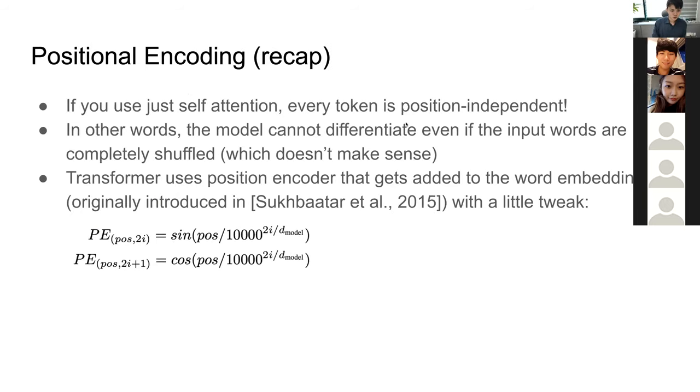And we talked about positional encoding, which allows us to differentiate different words at different positions, the same word in different positions. And if we don't have this, then there is no way we can differentiate a sentence that has been completely shuffled, which doesn't make sense, right? Because I don't think anyone can really understand what it means when the words are completely shuffled, especially if the sentence is really long.